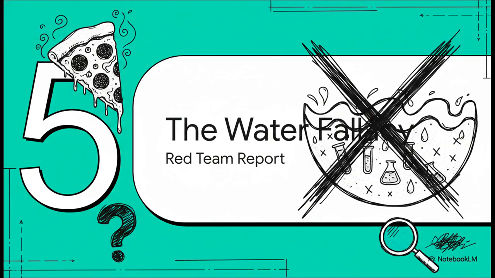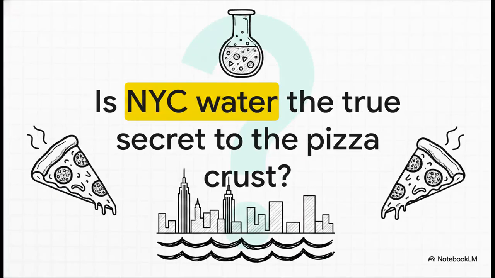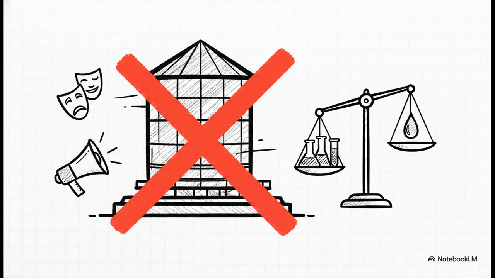Finally, Section 5, Debunking the Water Fallacy, the Red Team Report. For decades, people have claimed that local calcium and magnesium levels are the magic elements here, which leads us to ask this very important question. Is the secret ingredient to New York pizza truly the specific mineral content of New York City tap water? It's easily the most pervasive legend in the entire culinary world. But the simple, emphatic answer to that question is no.